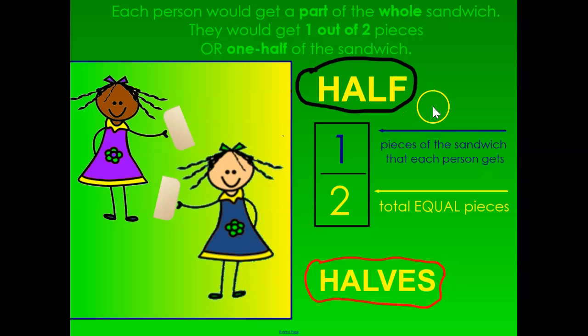And remember that we said that when you share something with just you and another friend, one friend gets 1/2, one friend gets another. The piece that each person gets is 1/2, of 2 total equal pieces. And if you're talking about both pieces together, we can say halves. There were 2 halves of the sandwich. That's this word right here. And then you have 1/2 and I have 1/2.